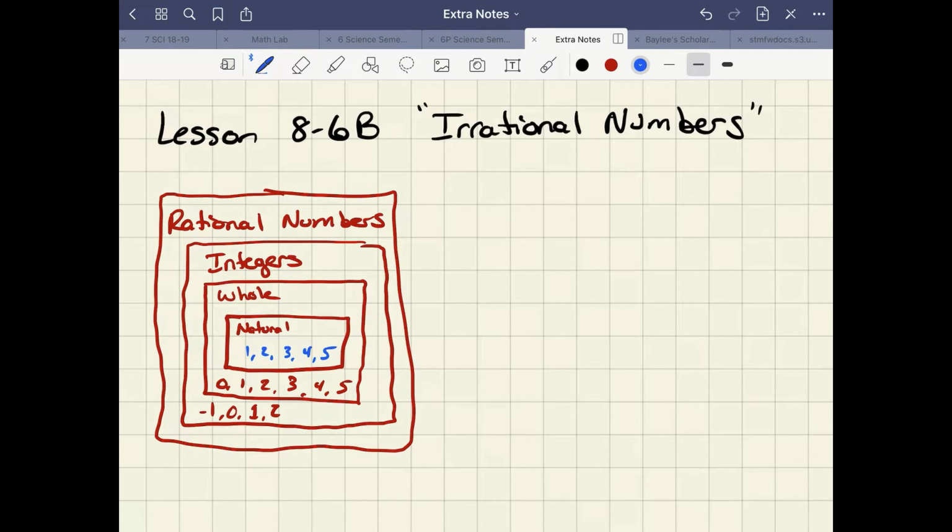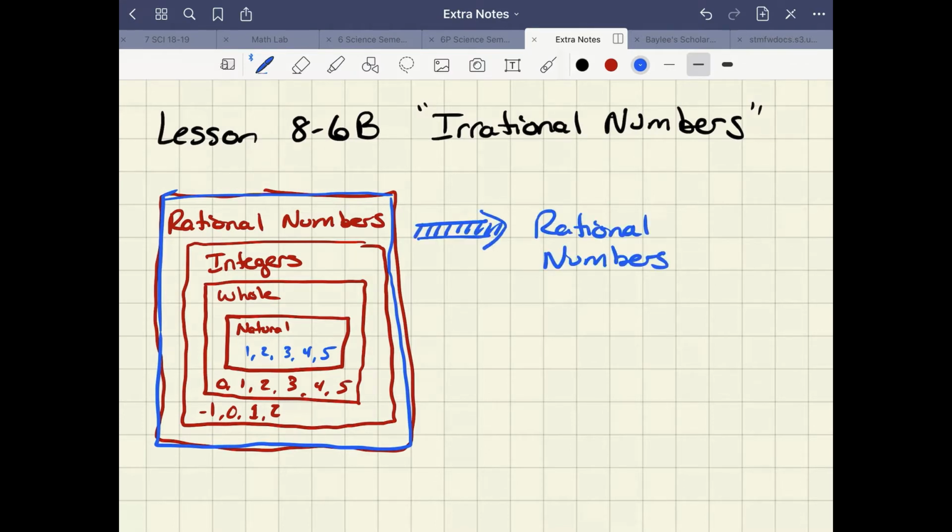Okay, now, if we are looking at this whole family of rational numbers, there's one underlying principle that's true of all of them. And that is that rational numbers can be written as fractions, all of them. Whether they are positive fractions, negative fractions, improper fractions, it doesn't matter. They can all be written as fractions.